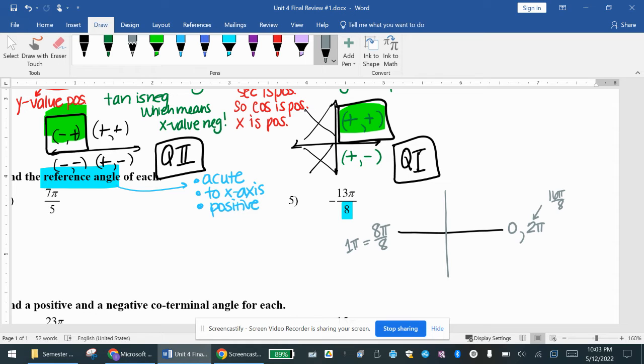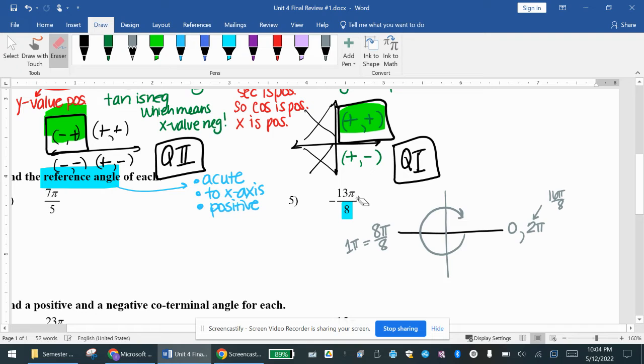All right, so now I'm going to go ahead and cut the top half and the bottom half into 8 pieces. Now, just so you know, remember we're going clockwise, okay? Sorry if I said counterclockwise earlier. So we're going clockwise, and 13 pi over 8 is going to be past 8 pi over 8.